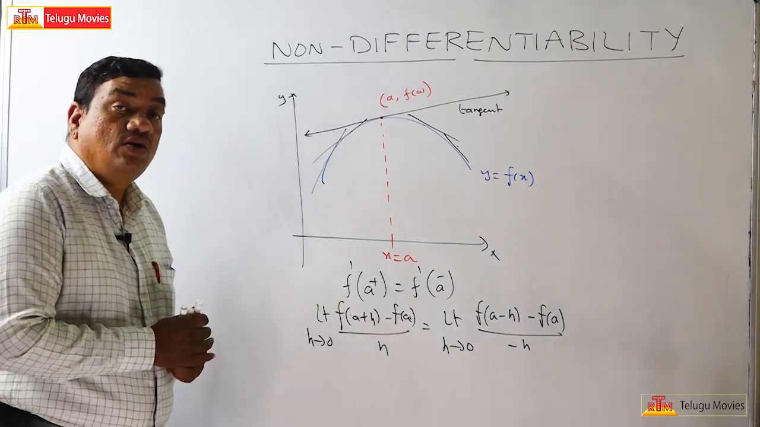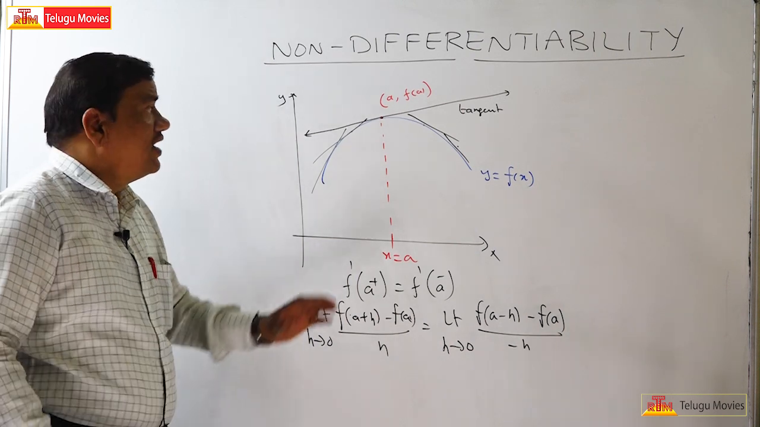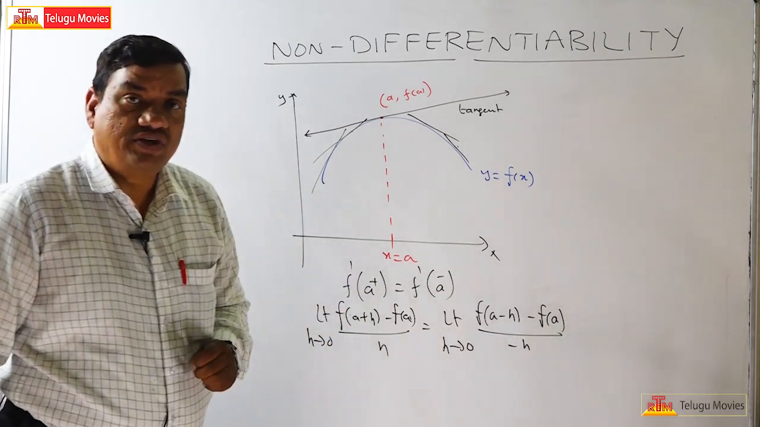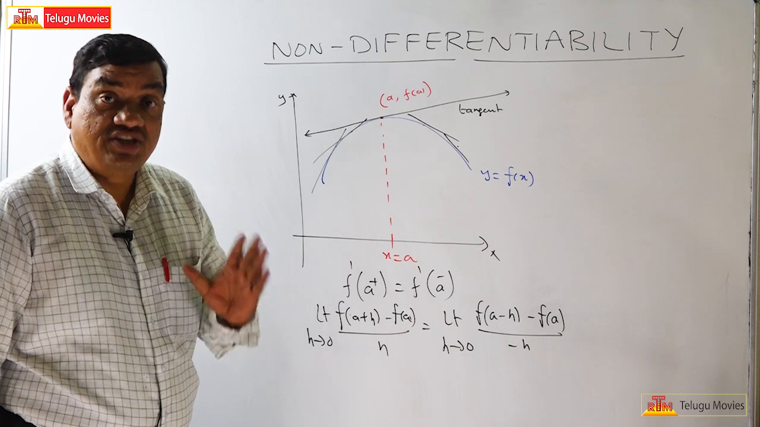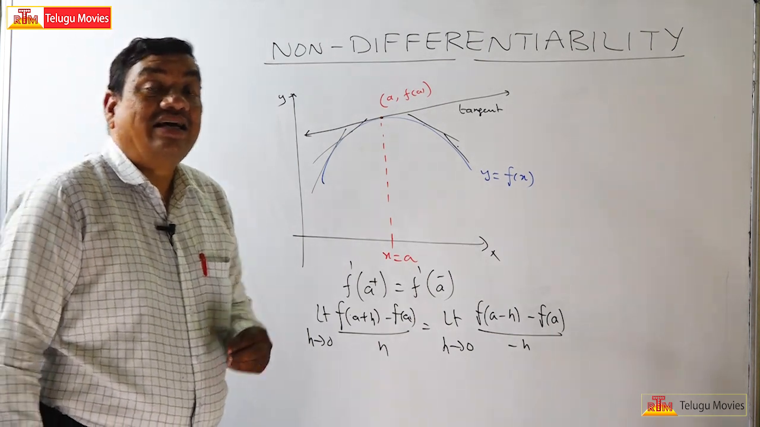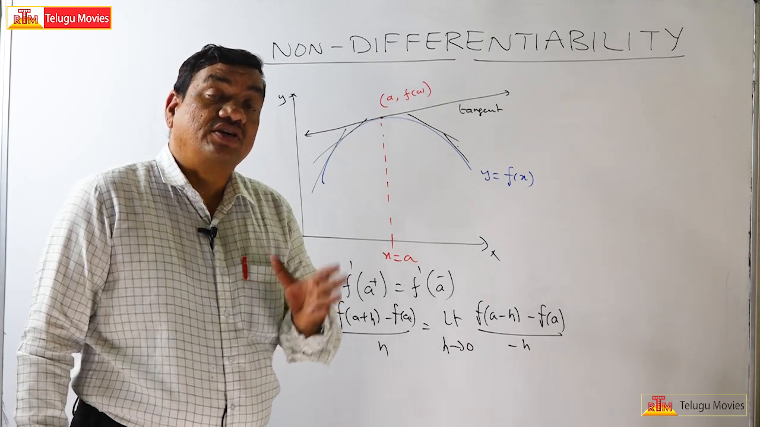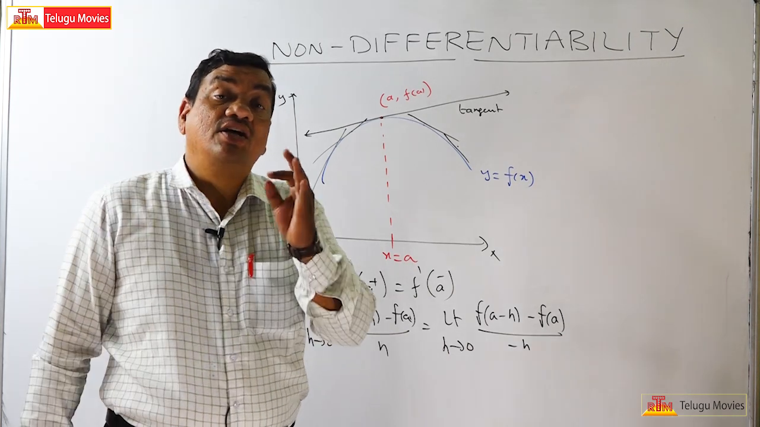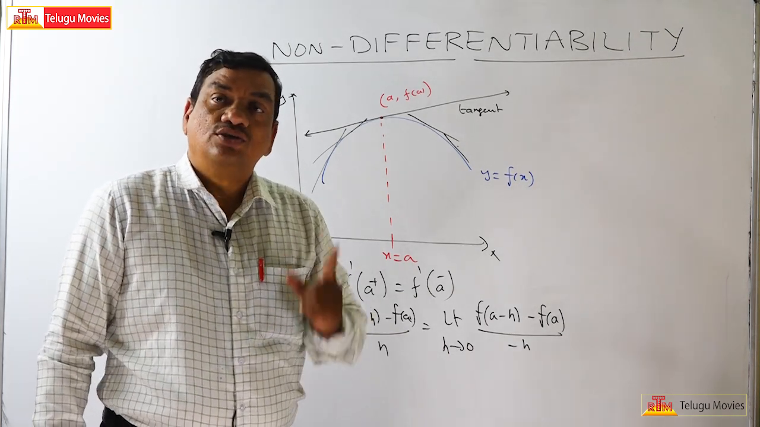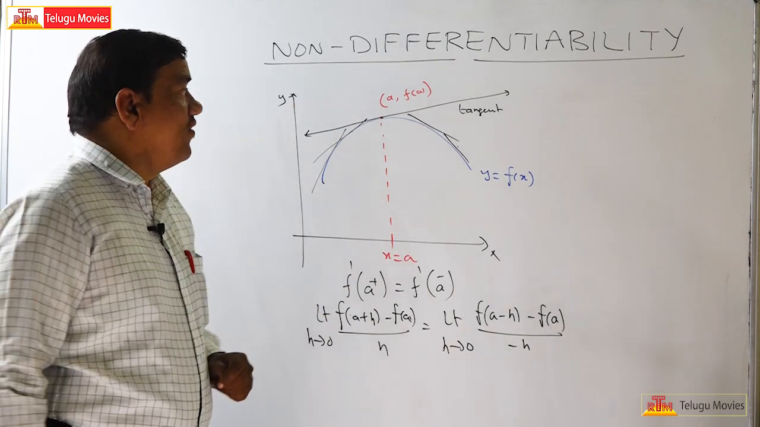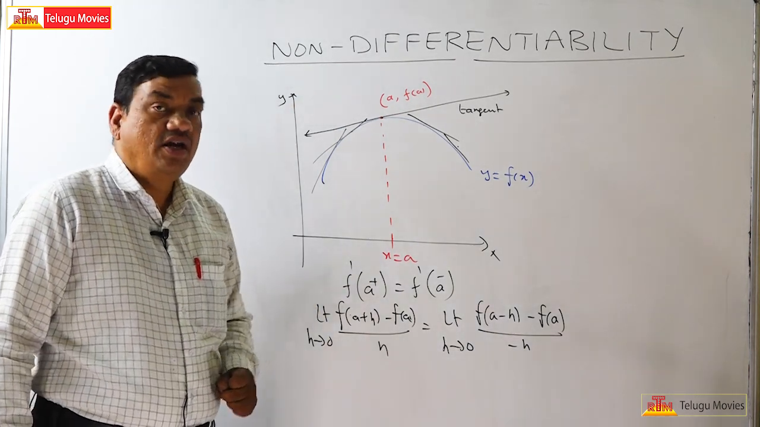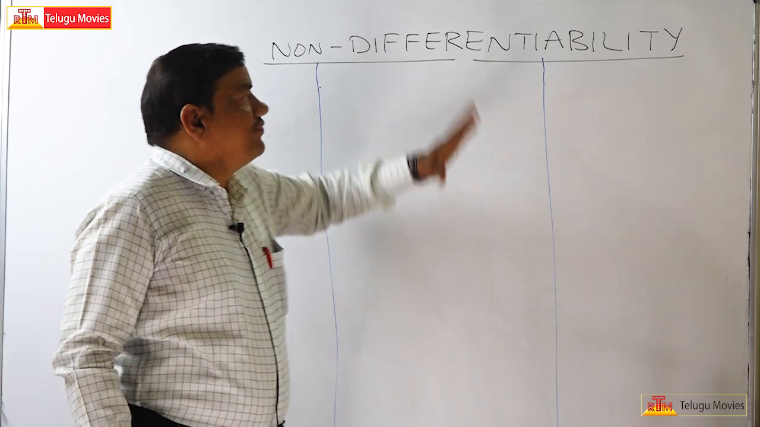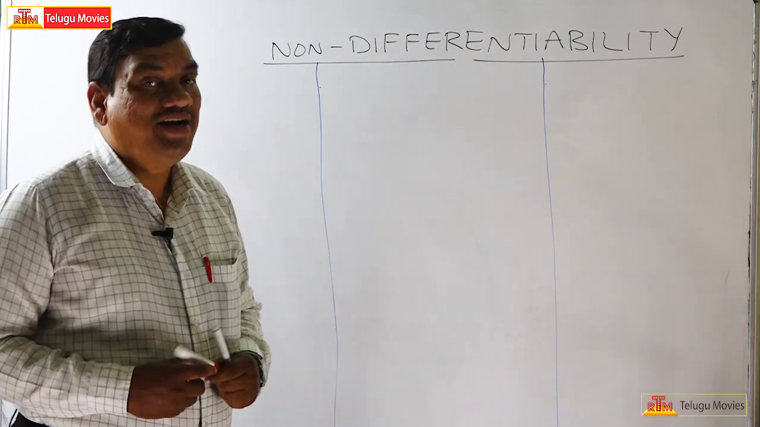Now, let us focus our attention on in which situations the function is not differentiable. What are the cases that lead to the non-differentiability of a function? That means we are unable to draw a unique tangent at that point x is equal to a. So, let us see the different cases of non-differentiability. Okay, now let us continue the topic. Let us see the non-differentiability of a function at a point x is equal to a.